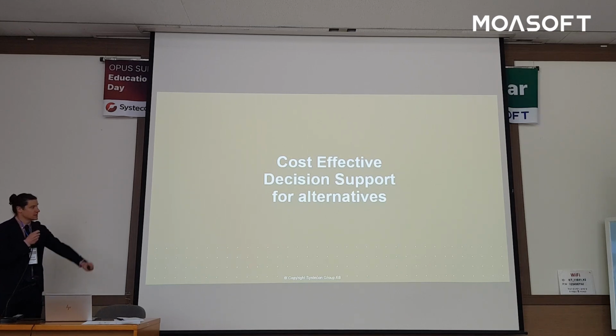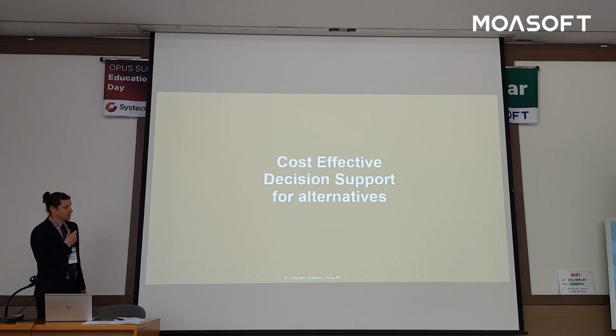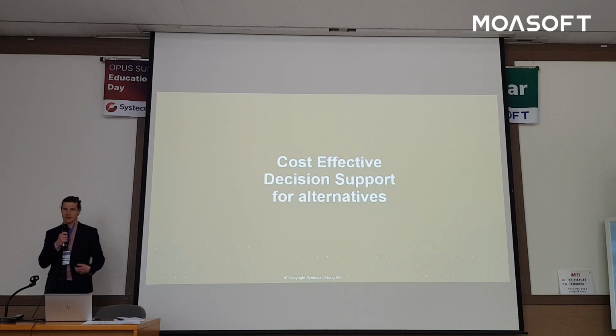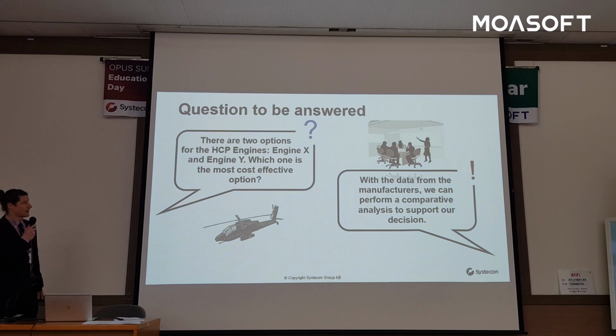We're going to start with talking about cost-effective decision support for different alternatives, which is really one of the basic questions that we have when working with OPUS Suite, right? We have different alternatives and we need some decision support. So here the question is, we have two different options for this helicopter engine that we were looking at yesterday. So let's say that we're about to acquire a new engine for this helicopter or evaluate two different designs. And we want to know which one is the most cost-effective option from a life cycle perspective. Okay, so is that possible?